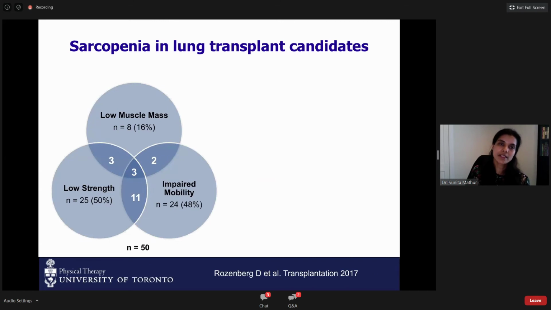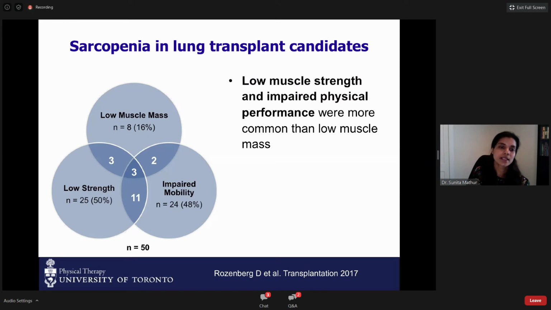So in one of our studies, we examined the presence of sarcopenia in lung transplant candidates using bioelectrical impedance for low muscle mass. We use quadriceps strength for low muscle strength, and we use the short physical performance battery to identify impaired mobility. And what we found in this study was that low strength and impaired mobility were the more common factors that were found than low muscle mass. So this is more in line with the current consensus definition for sarcopenia, where it says low strength is really the critical factor.